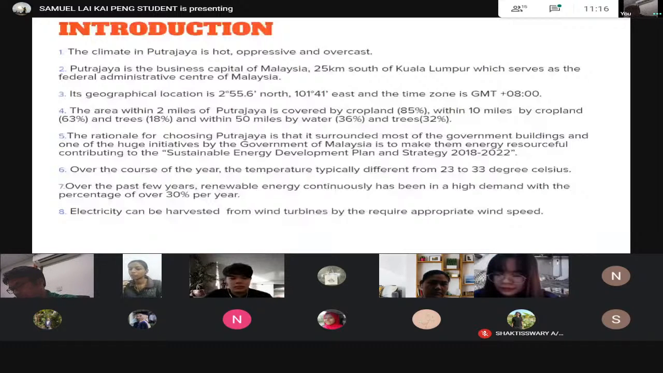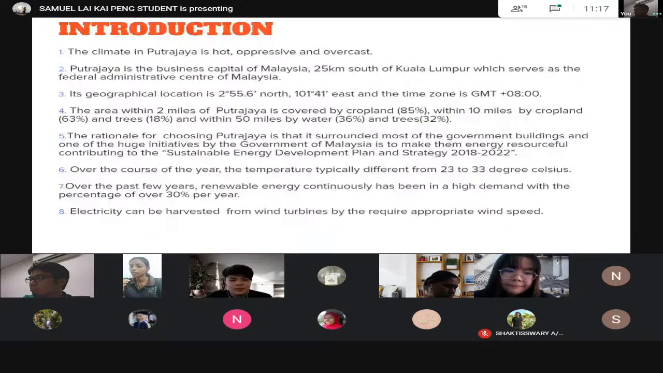So the area within 2 miles of Putrajaya is covered by cropland 85%, within 10 miles by cropland 63% and trees 18%, and within 15 miles by water and trees 36% and 32% respectively. Over the course of the year, the temperature typically differs from 23 degrees Celsius to 33 degrees Celsius.